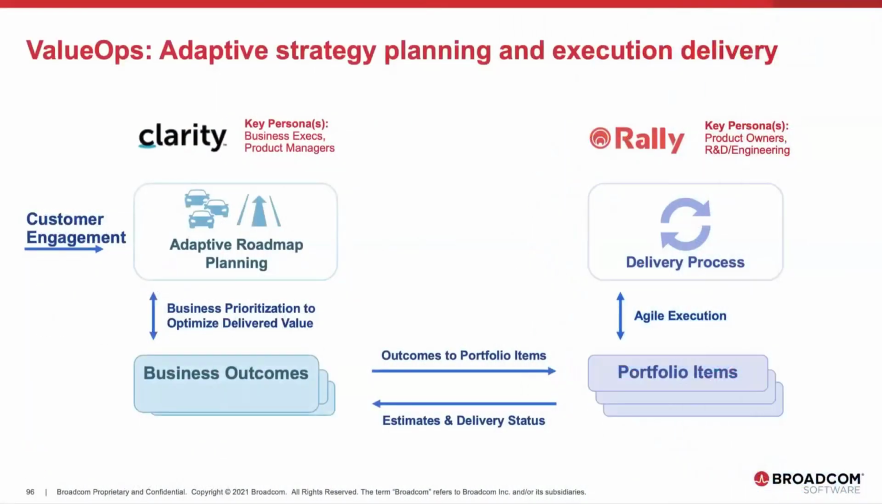As a reminder, the goal of this solution is to tie Clarity and Rally together. You can start with Clarity business outcomes, import them into a roadmap. This integration can use these business outcomes from an approved roadmap scenario to create portfolio items in Rally. And then based on both the initial estimates of those items as well as delivery status, Rally can send that information back to Clarity for review and monitoring. This integration allows you to tie business decisions and their prioritization with delivery or execution information.